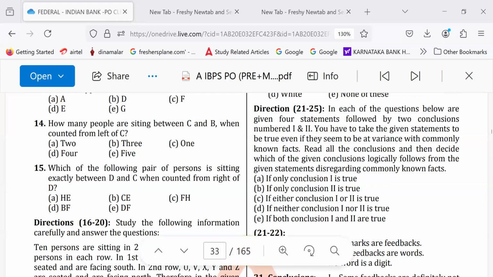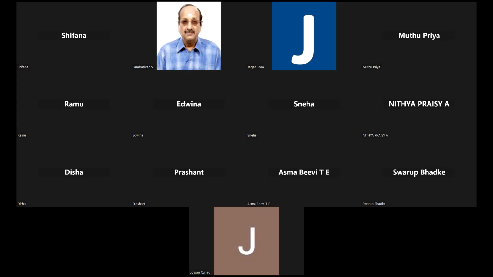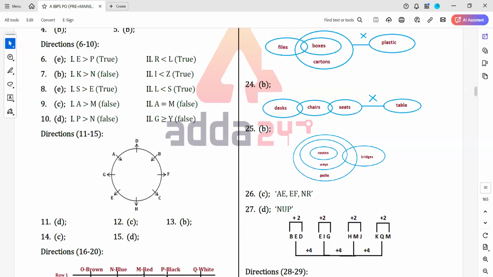Is that clear? Now, if you look at this diagram, you will know, but that is not visible to you. Now I am showing that to you. If you have drawn the diagram properly, then you will get it. Is that clear? Okay.